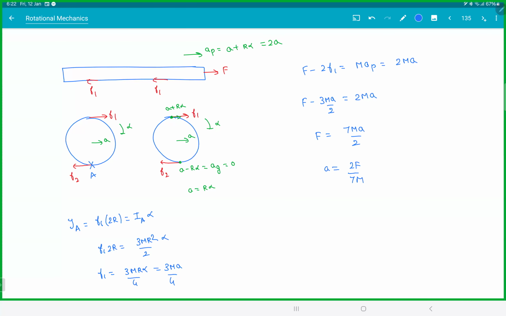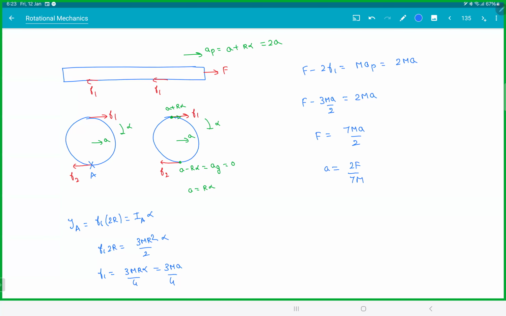For the cylinder, just take torque because I don't want F2 anyway. I just want A, so it will be done. F1 into 2r equals I alpha. For a solid cylinder, by the parallel axis theorem, mr square by 2 plus mr square. That is also right. Looks right now.